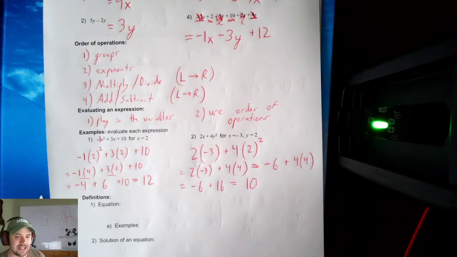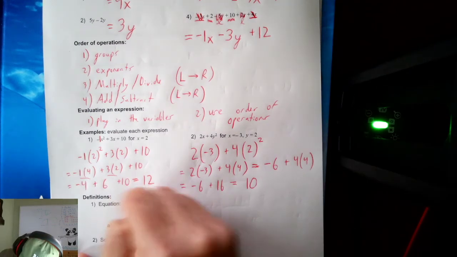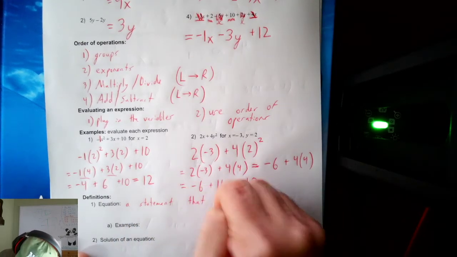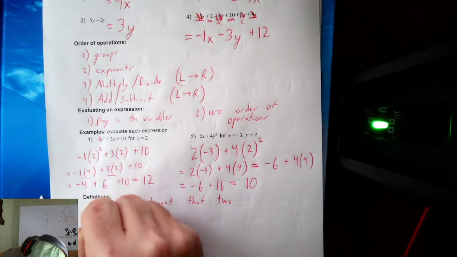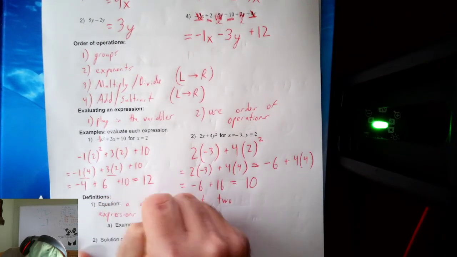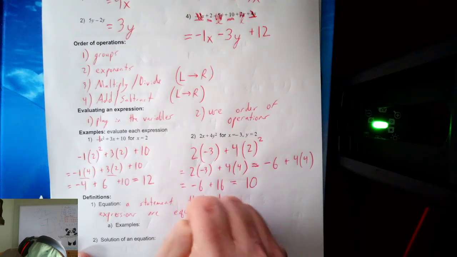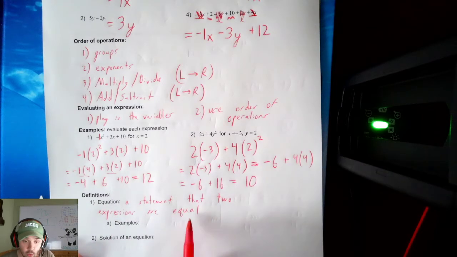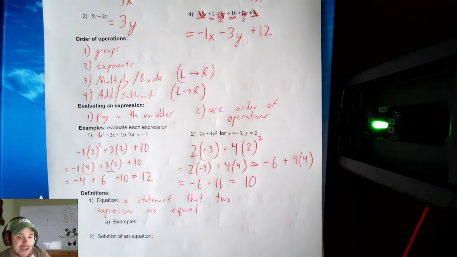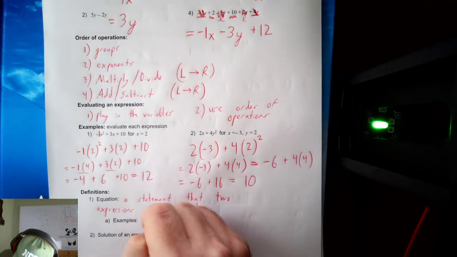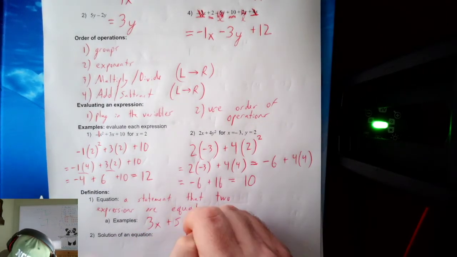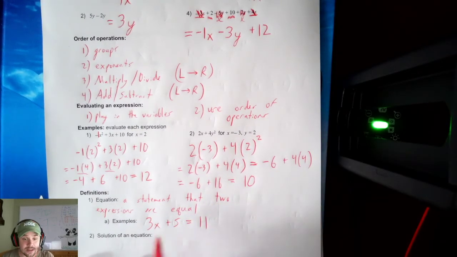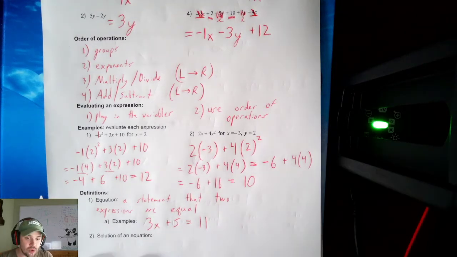Now, these naturally lead to equations. An equation is a statement that two expressions are equal. It's a statement that two expressions are equal. Equation, equal. They have an equal sign already packed into them. An example might be 3x plus 5 equals 11. This is saying 3x plus 5 equals 11 is a true statement, right?